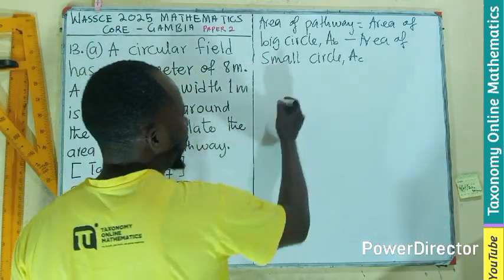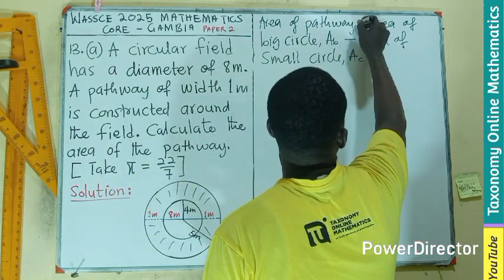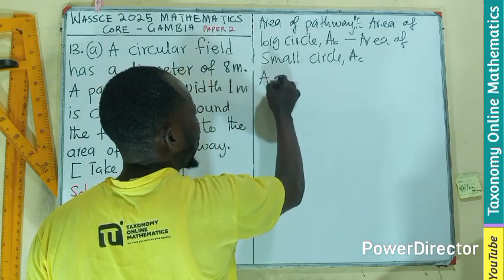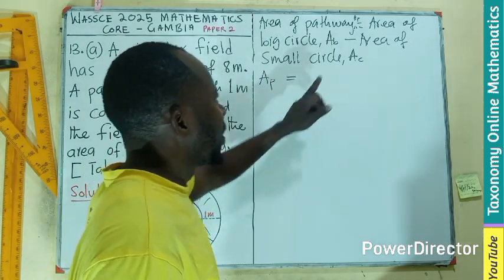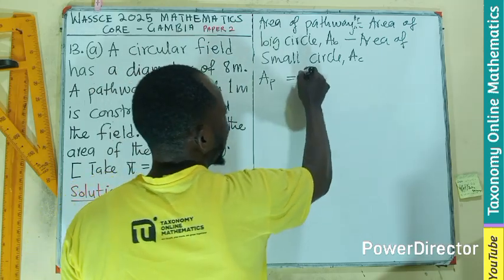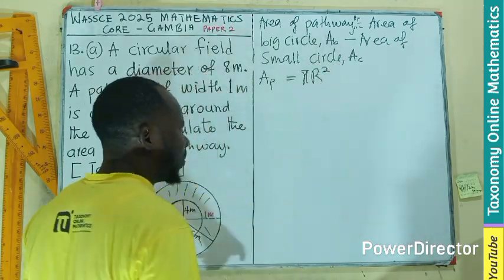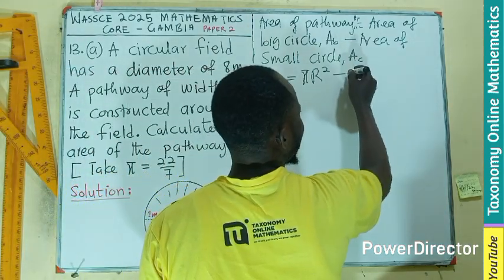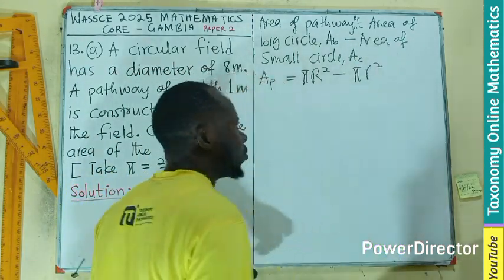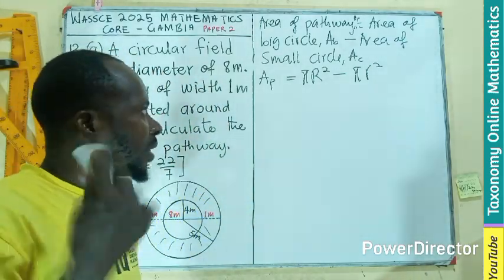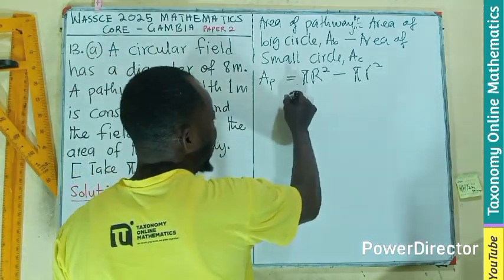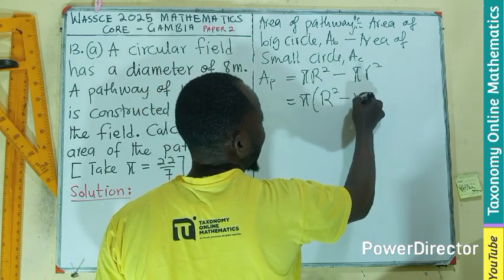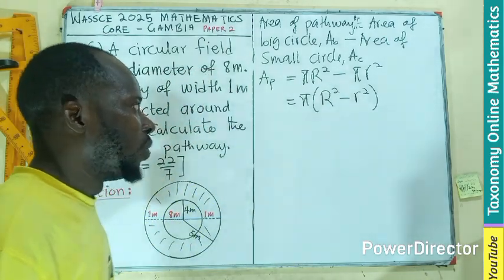But remember, if I'm looking for the area, let's say AP, the area of the pathway equals the area of the big circle, which is pi R squared, I'm using capital R for the big circle, then minus pi r squared, small r for the smaller circle. Now, if you look at that, you can see there's a common factor of pi. So let's take the pi out. I still have R squared minus r squared. So we can do it that way.